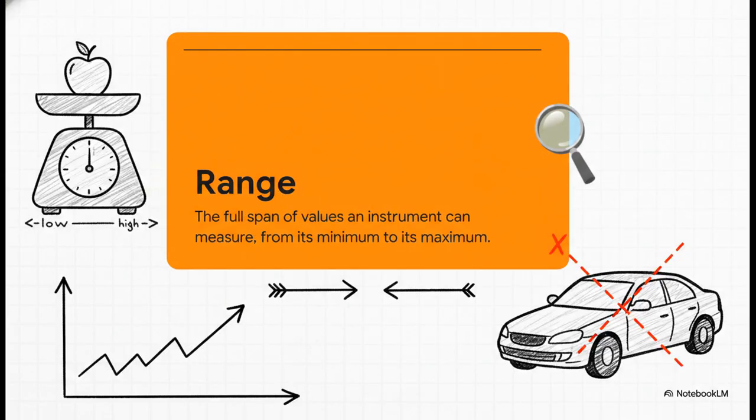And finally, in our toolkit, we have range. This one's pretty straightforward. It's the full scope of what an instrument is built to measure, from its lowest possible reading to its absolute highest. I mean, you wouldn't use a delicate kitchen scale that maxes out at 5 kilos to weigh a car, right? Of course not. That car is way, way outside the scale's range.